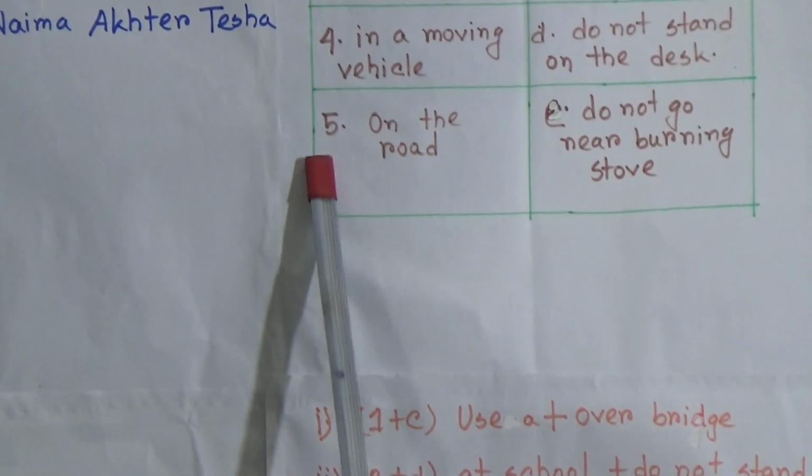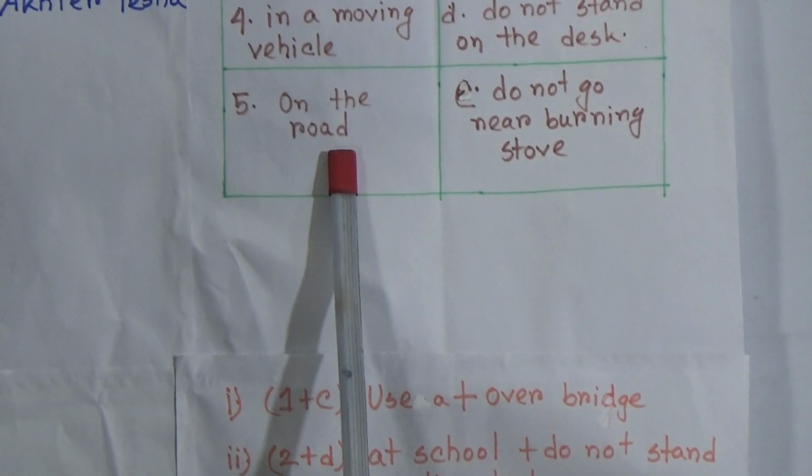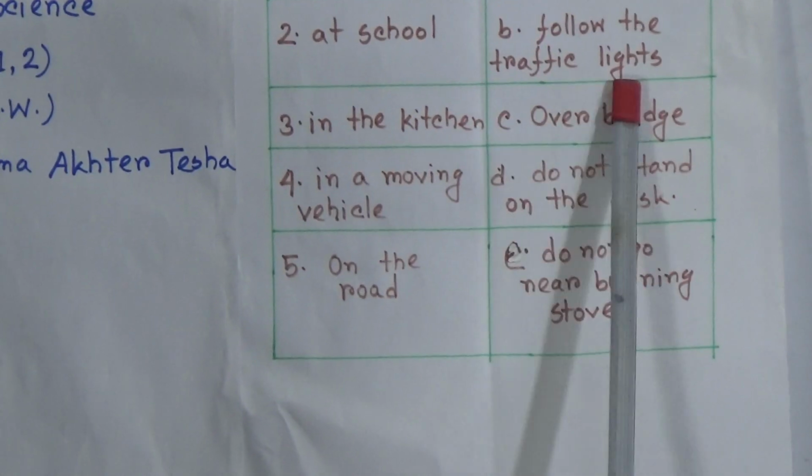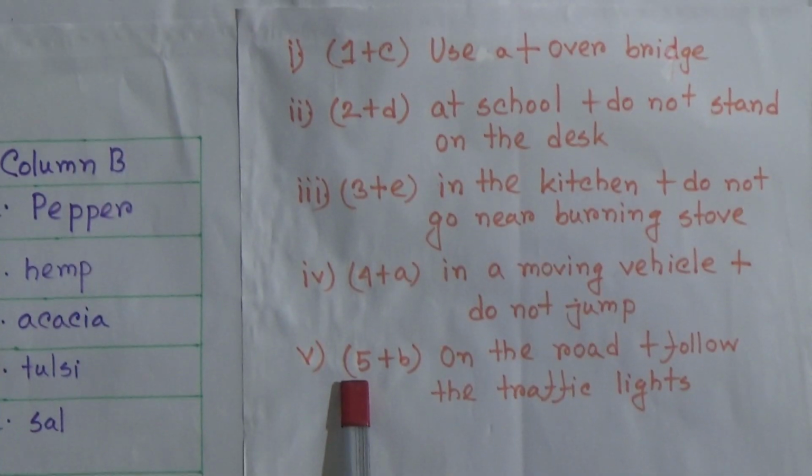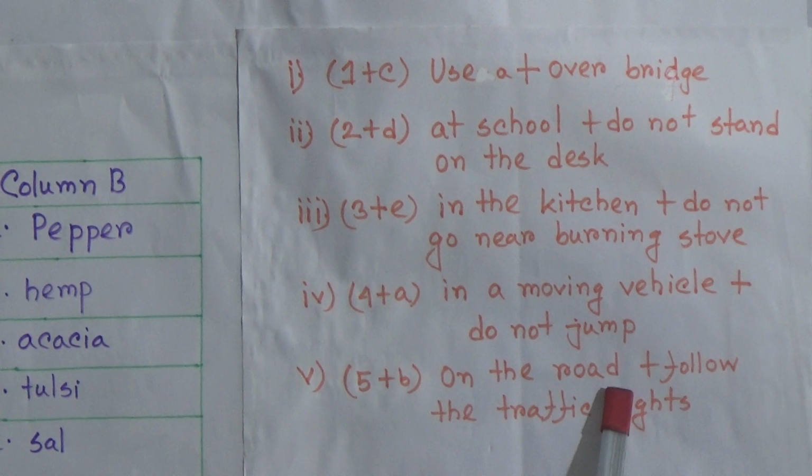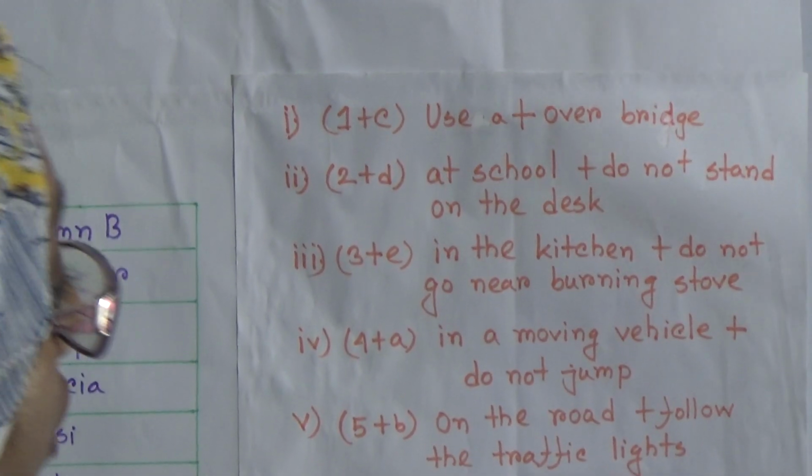Number 5 and the last one, on the road. On the road, you have to follow the traffic lights. Look here, 5 plus B. On the road, follow the traffic lights.